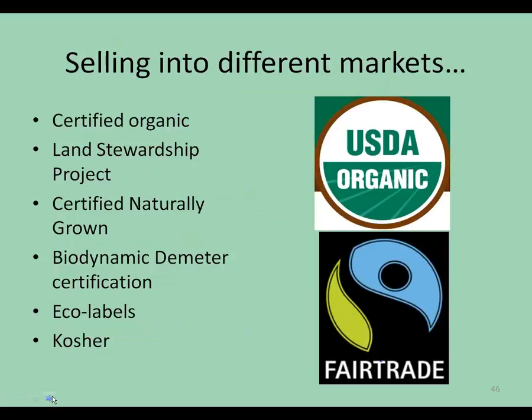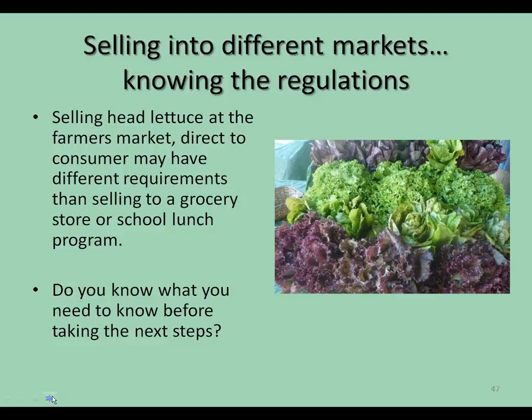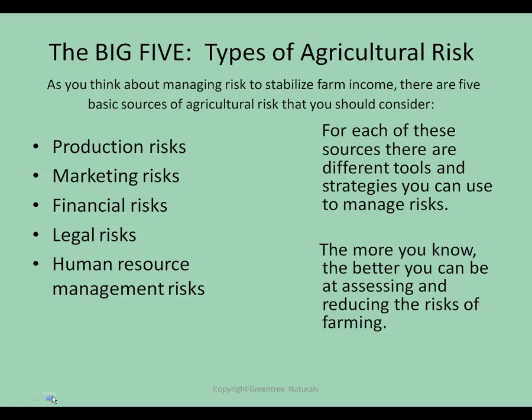In selling into different markets, there are ways that you can get certificates, either certified organic, certified naturally grown, or biodynamic, that will help you brand your product and meet the needs of special markets. We talked about the fact that going into different markets means you have to research the regulations, because just because you sell lettuce at the farmer's market doesn't mean the same regulations or requirements apply if you're selling it to a restaurant. So that was a good tip.